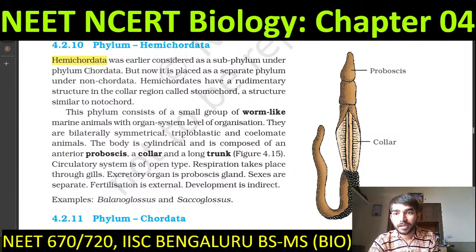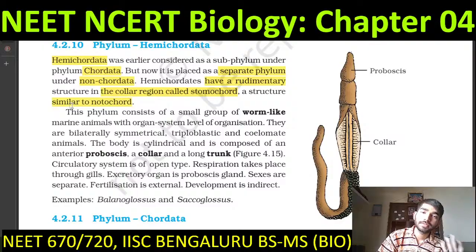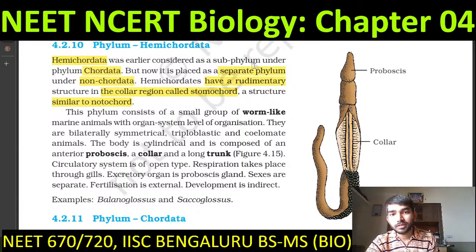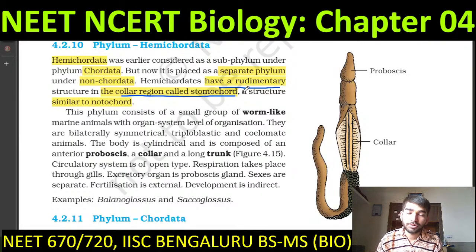Earlier it was considered a subphylum under Chordata, but now it is placed as a separate phylum under non-chordata, because Hemichordata have a rudimentary structure in the collar region called the stomochord, a structure similar to the notochord. So earlier the scientists thought that maybe this is a notochord, so that is why they placed it under the chordates. But later on, it was studied and identified that this is not actually a true notochord. This is a rudimentary structure resembling the notochord, and it was called the stomochord. And this stomochord is present in the collar region.